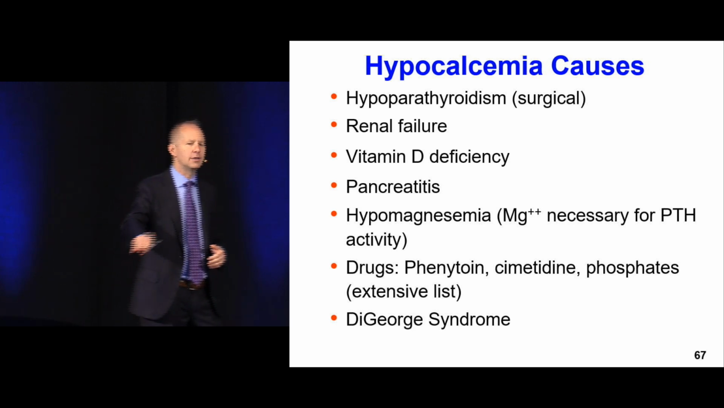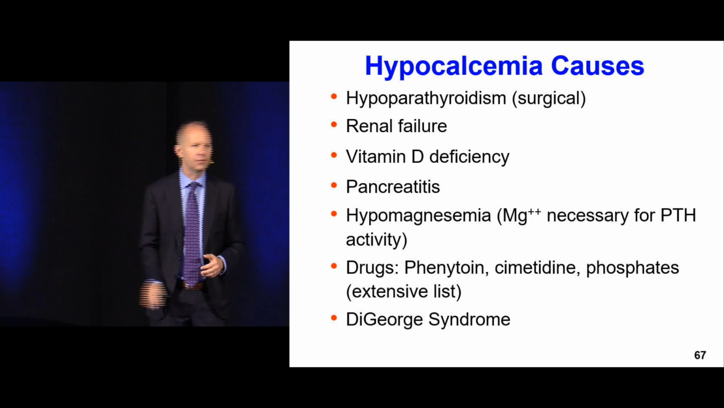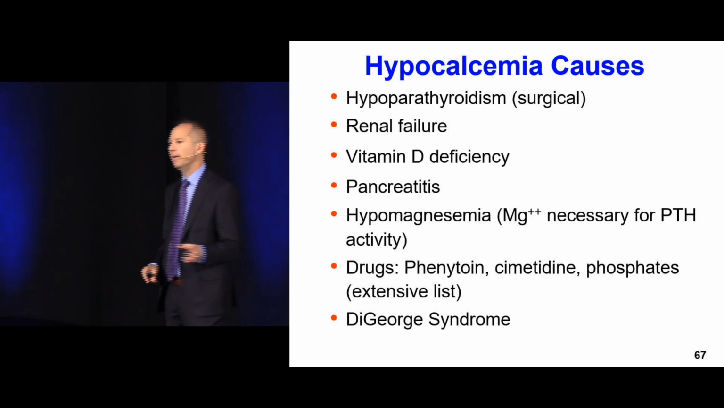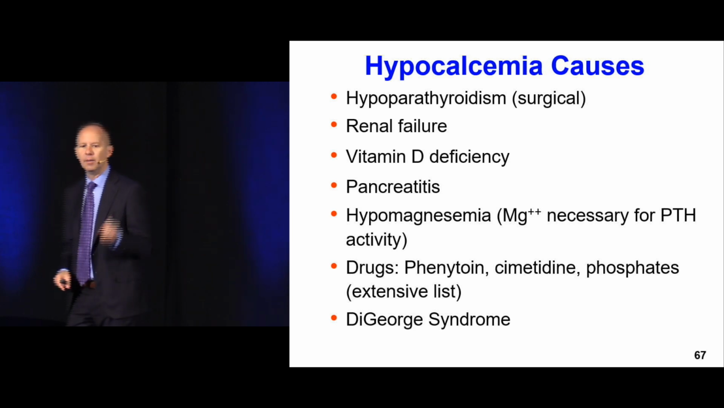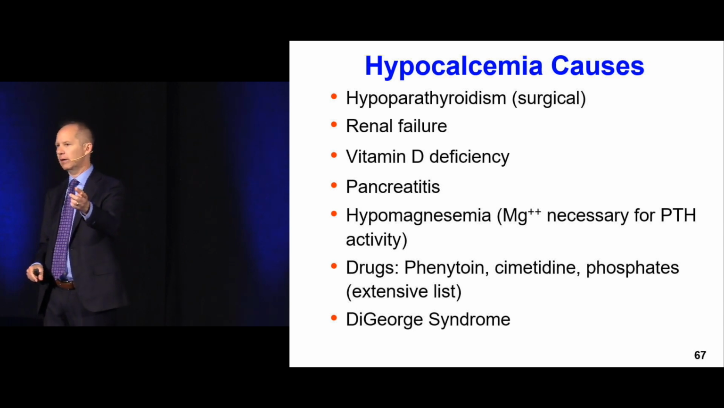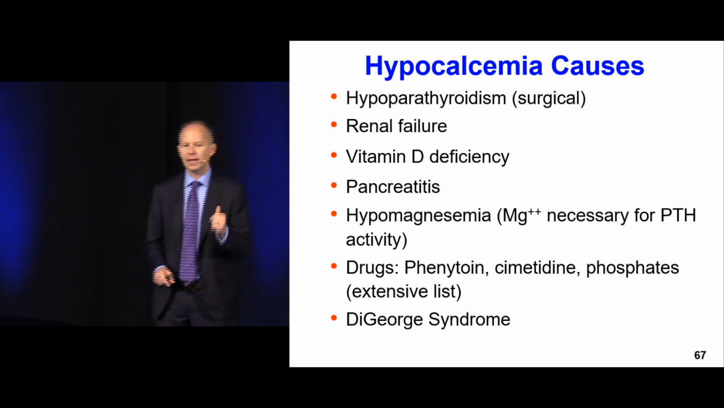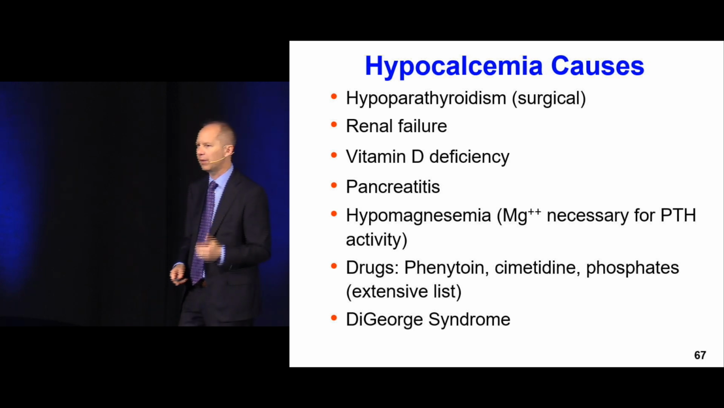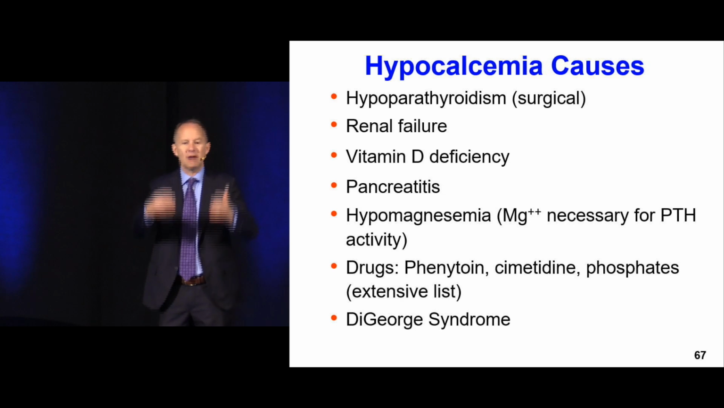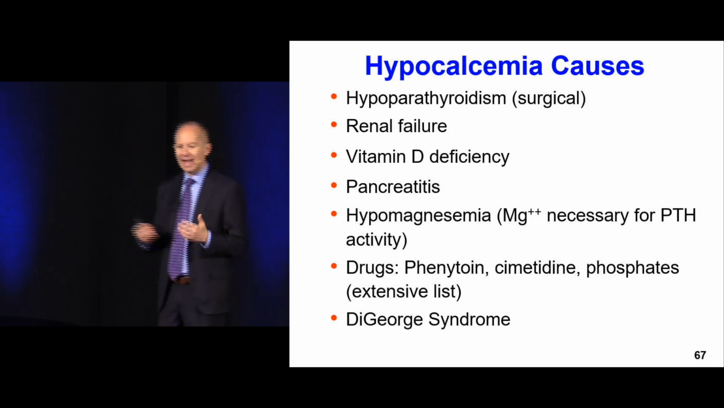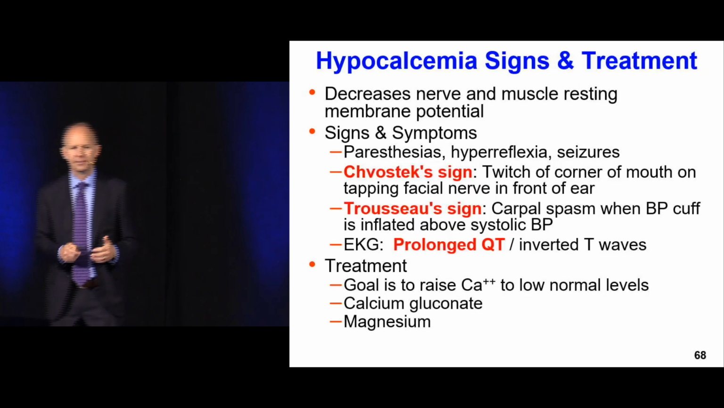Don't worry about the drugs. You're not going to memorize it. There are too many. Forget it. DiGeorge syndrome: these are kids born without a parathyroid gland, okay? So this is congenital hypoparathyroidism. Again, it's one of the big three, kids with no parathyroid. So if you just remember the parathyroid, the kidneys, and vitamin D, that's really going to be mostly it.